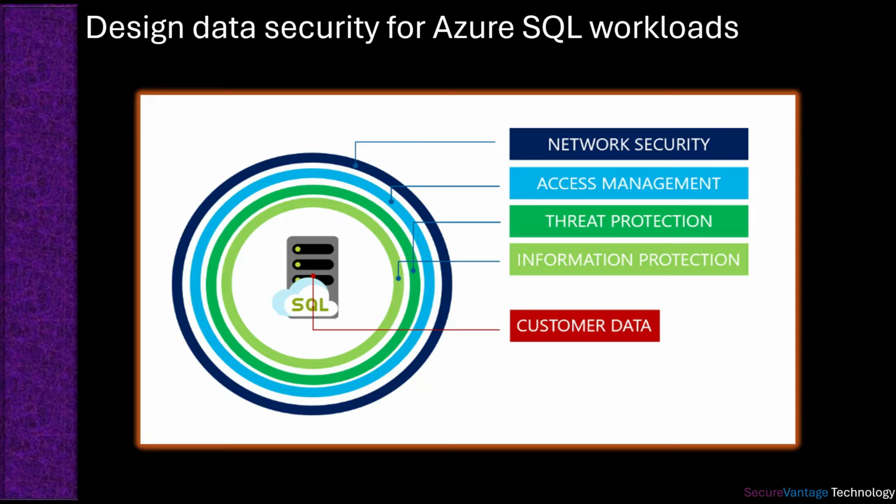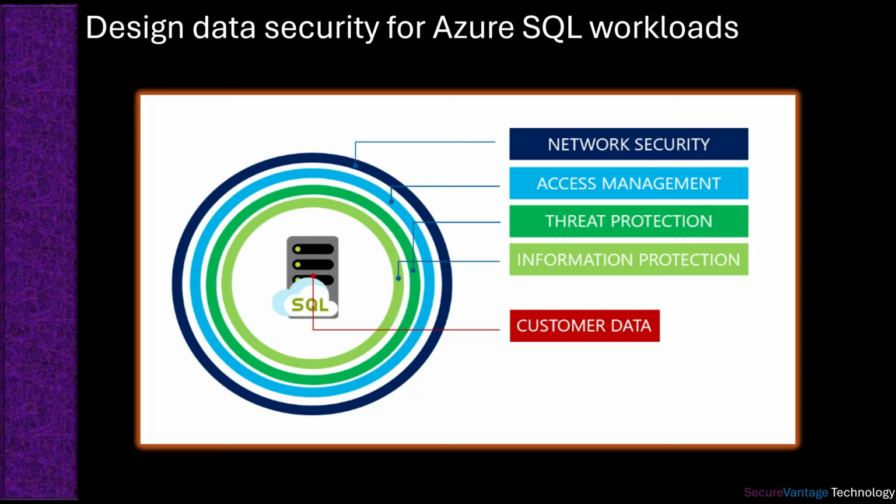Third layer is threat protection. SQL auditing feature is like having security cameras in place. It records what's happening in your databases so you can review it later if something seems off. This helps you stay compliant with security standards. Advanced threat protection in Azure SQL. Think of this as an alert system that warns you if someone is trying to break in. Azure analyzes your database activities and sends alerts if it detects anything suspicious, like attempts to access data in unusual ways or from unknown locations.